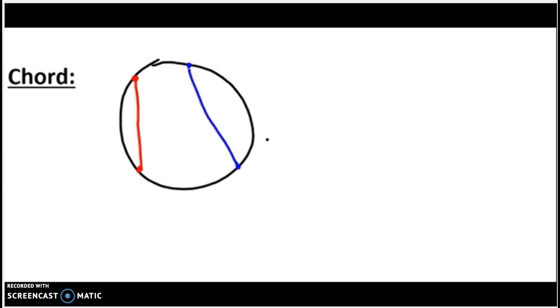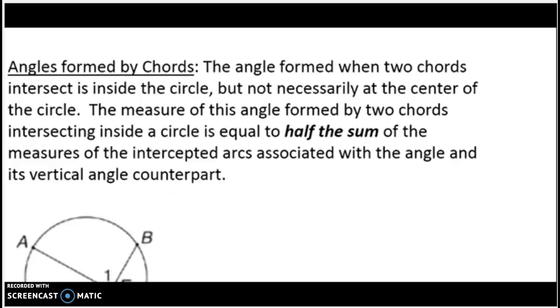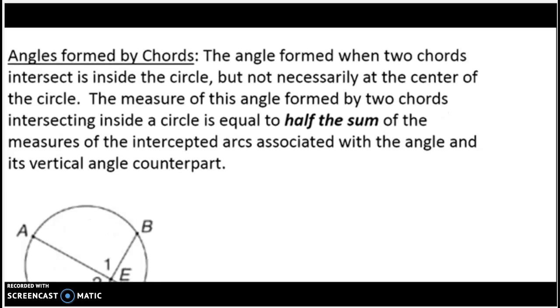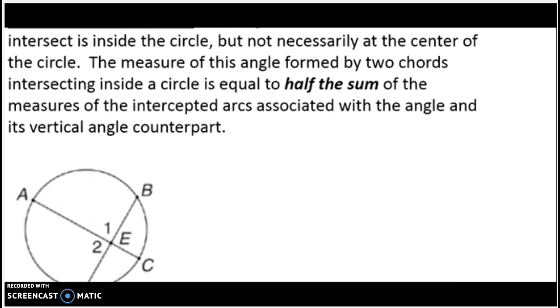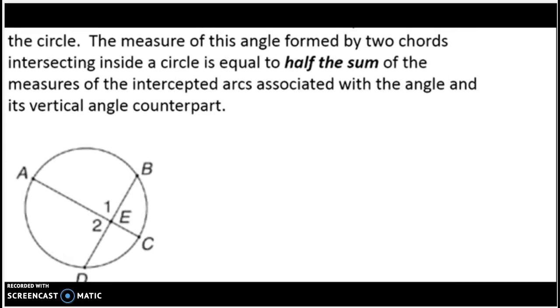All right, anytime we have two angles formed by chords, it's going to be inside the circle, but unlike the central angle, not necessarily at the center of our circle. Now the measure of this angle that's formed when two chords intersect is equal to half of the sum of the measures of the intercepted arcs that are associated both with the angle and with its vertical angle counterpart.